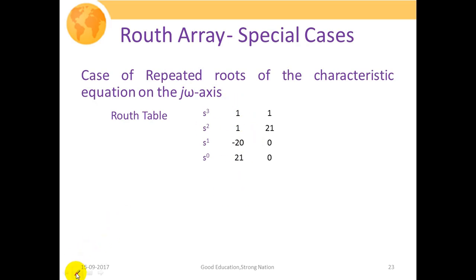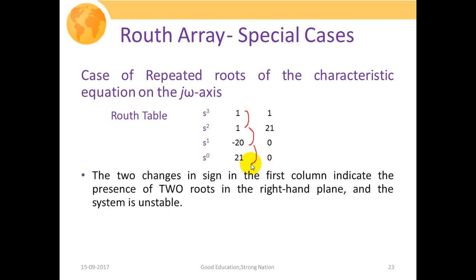Now let us try to find out about the stability of the rest of the system, which is denoted by your equation number A. Positive to positive means there is no sign change. Then again positive to negative, there exists one sign change, and then again minus to positive, that means there exists two sign changes. So obviously we could comment that the rest of the system will be unstable, and there are two roots that are actually lying in the right hand side of the s plane. So the two changes in sign in the first column indicate the presence of two roots in the right hand plane and the system is unstable.